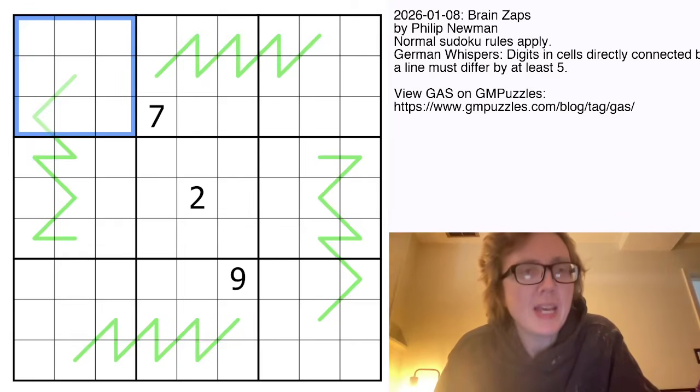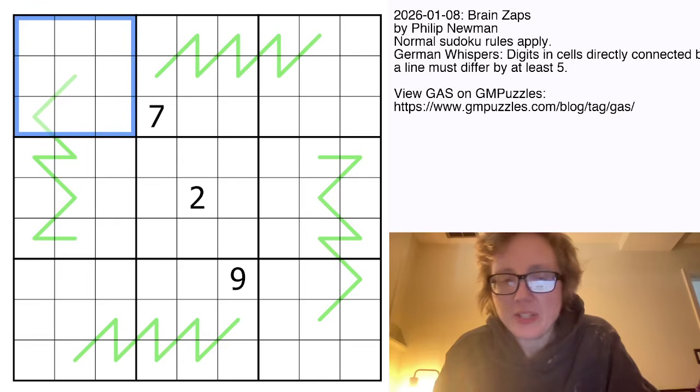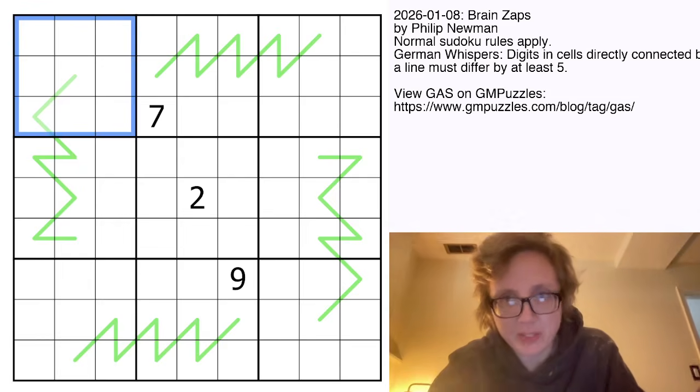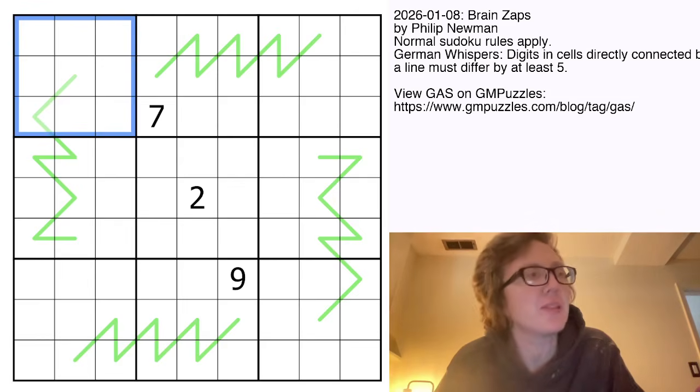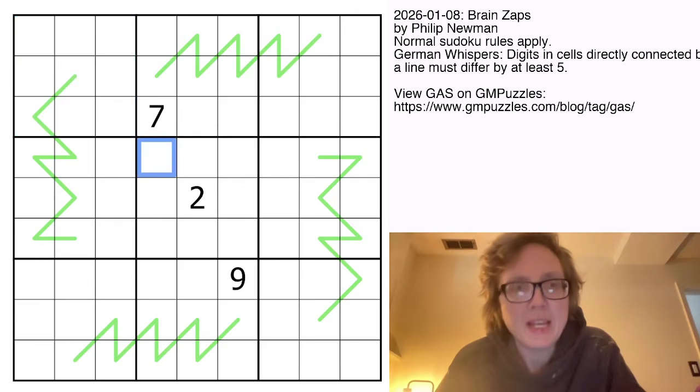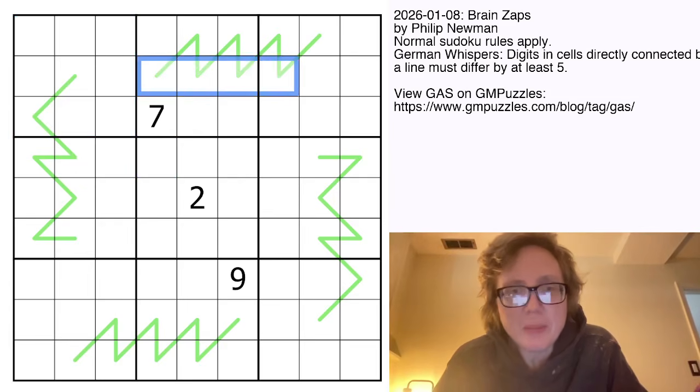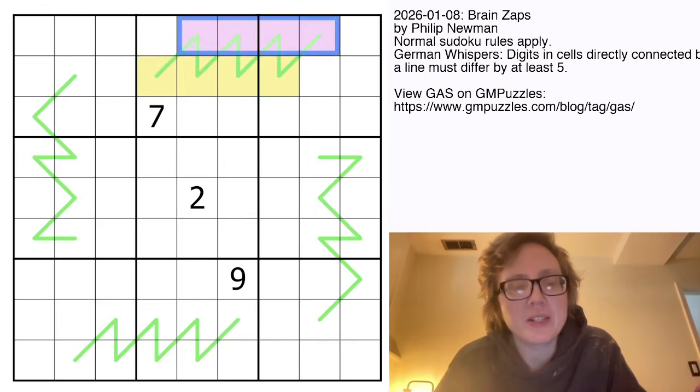adjacent on the line. And that has the implication that the lines are going to alternate between high and low digits, because high digits are only ever 5 or more away from low digits and vice versa. And also the digit 5 can never appear on a line. So because we alternate between high and low digits, I'm going to do a little bit of coloring. Specifically, I'm going to do a little coloring up here.